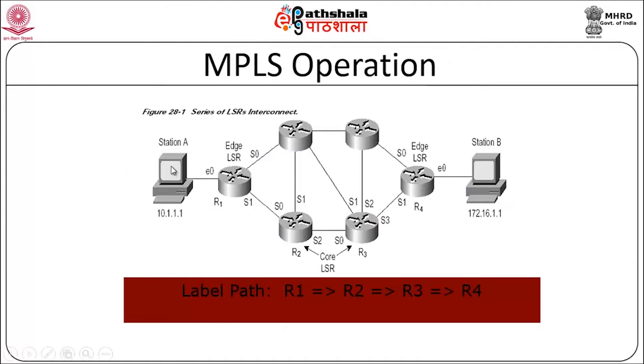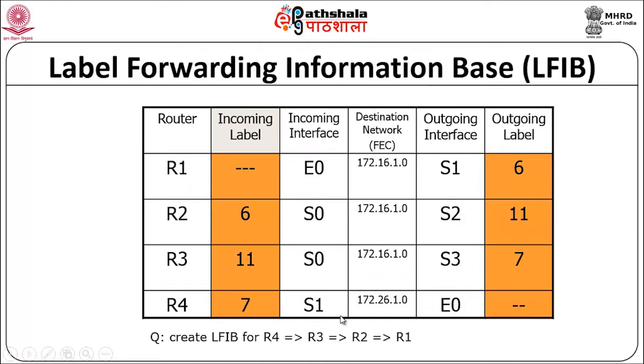So if you take an example with, let's say, routers R1, R2, R3, R4, look at how exactly the information will be stored in the label forwarding information base. R1 will have an incoming label of nil, incoming interface E0, which is the destination network, which is the FEC. Based on that, the outgoing interface is S1, the label is 6. At R2, incoming label will be 6, so that you can match this with this, right? Outgoing label will be 11. At R3, incoming label is 11, outgoing label is 7. At R4, incoming label is 7, outgoing label is nil, because the label is removed over here.